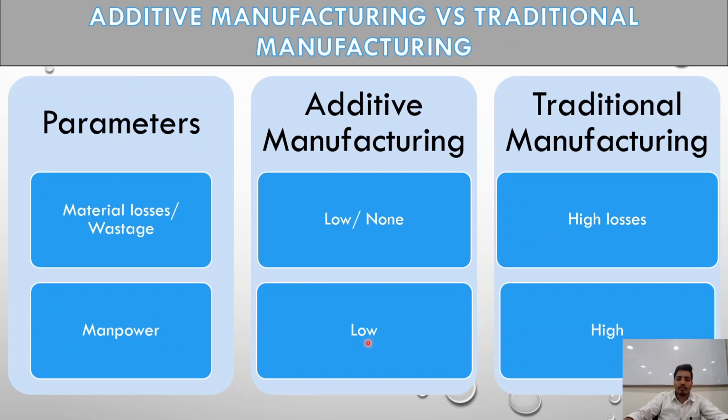Manpower is low in additive manufacturing. You will require a CAD designer, one slicer, a 3D printer operator, and that's it. In traditional manufacturing, in each and every stage you require manpower, skilled labor. In additive manufacturing also you require skilled persons, but with high qualification. But manpower is quite low compared to traditional manufacturing.